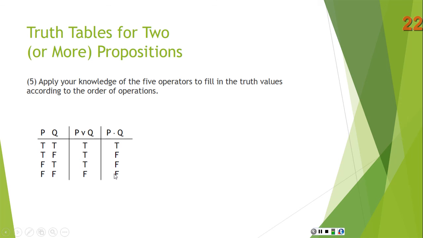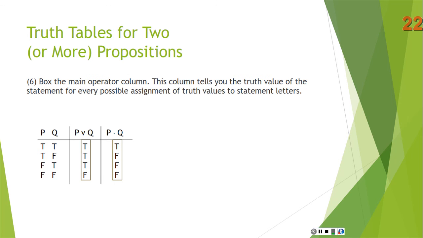Now we need to fill in this column. For the dot, the only time that the dot comes out true is when both conjuncts are true. And that's what we have for that first line. P is true, Q is true, so the whole thing comes out true. For the second line, when P is true and Q is false, the whole thing comes out false. For the third line, when P is false and Q is true, the whole thing comes out false. And for the fourth line, when P is false and Q is false, the whole thing comes out false.